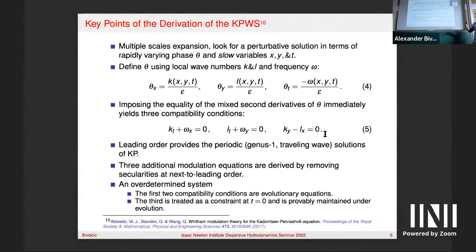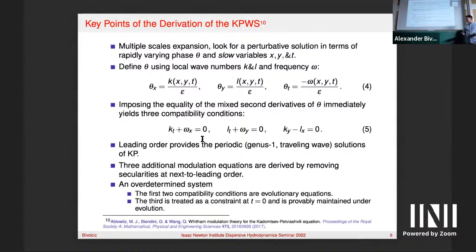And then when you go further through the process, you get 3 additional modulation equations by removing secularities at next to leading order. So the sticking point here is I can express the entire system in just 5 parameters. So what I have now is an overdetermined system if I include the 3 compatibility conditions and the 3 additional modulation equations.